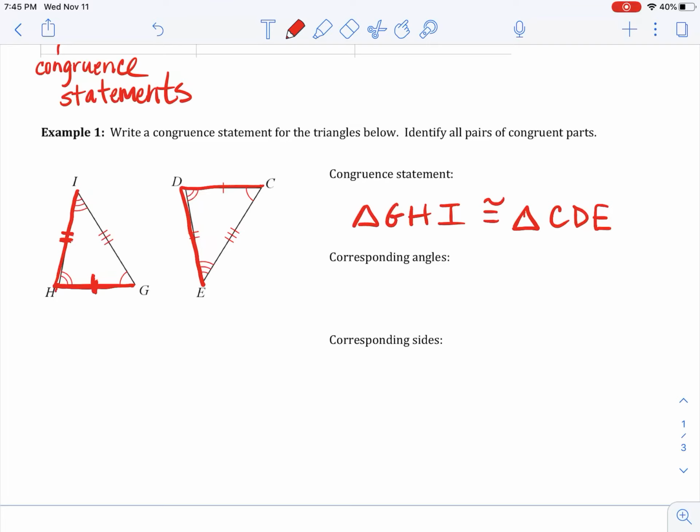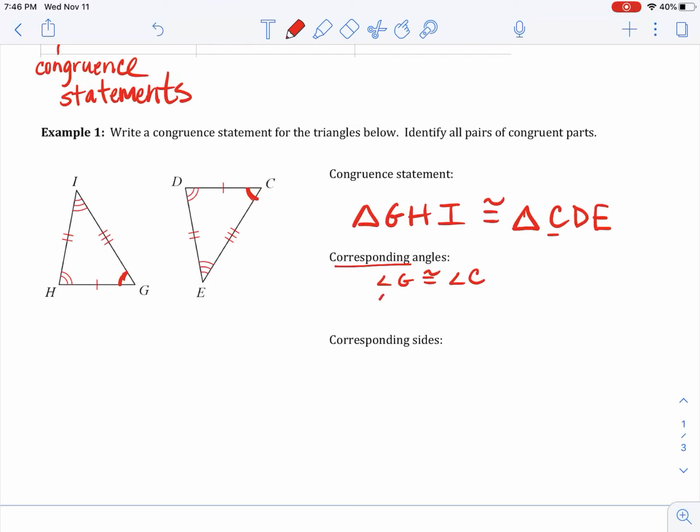The next thing it's asking me to do is list the corresponding angles. Which angle is congruent to which angle in each triangle? And you can do that two ways. You can either look at your congruent statement and say, well, I wrote angle G first, so it must be congruent to the first letter I wrote in the second triangle. I wrote angle C first. Or you could go by the picture. If you go by the picture, you're just going to look at which angle has the same marking as angle G. G and C have the same marking, so they belong together. They're what's called corresponding angles.